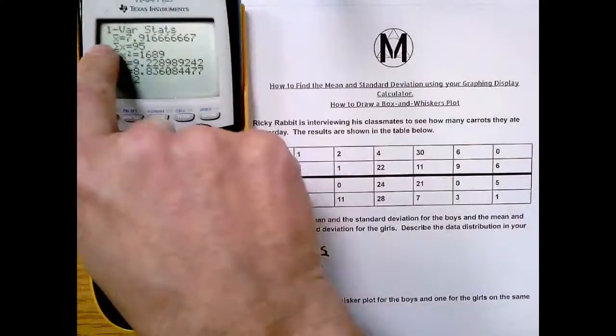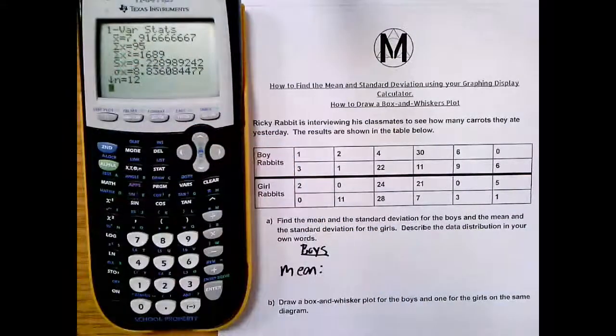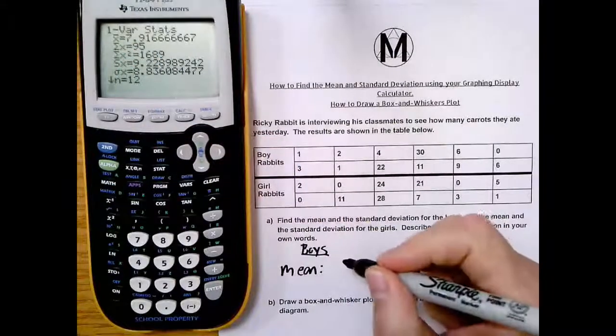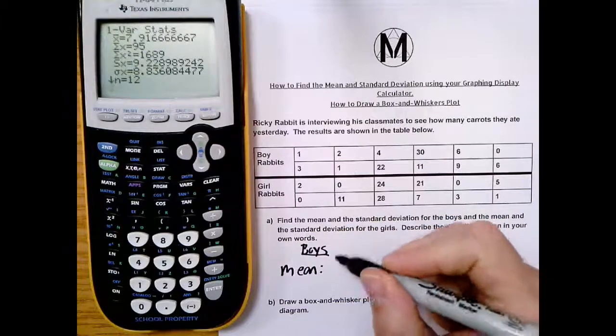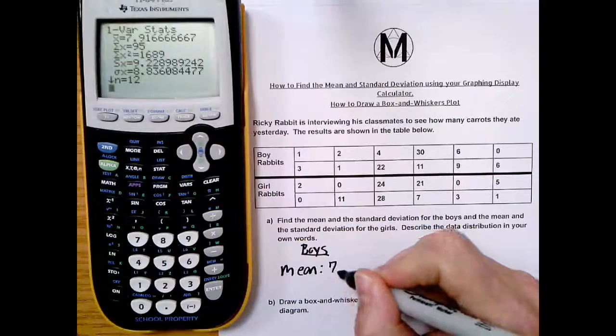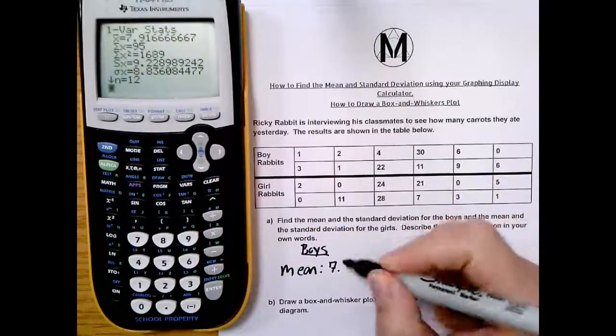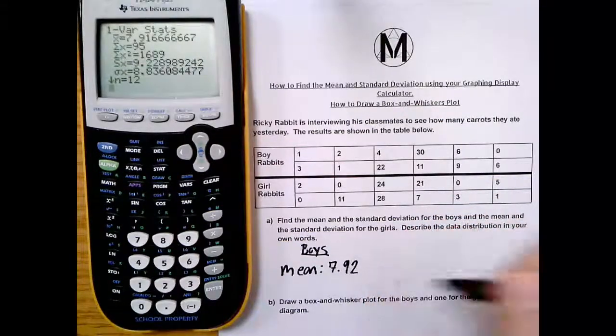So the mean is just this x with the line on top. So we'll go to the thousandth place, or 3 sig figs, yeah, 7.92. 3 sig figs, okay? So our mean is 7.92. And now we got to find the standard deviation.